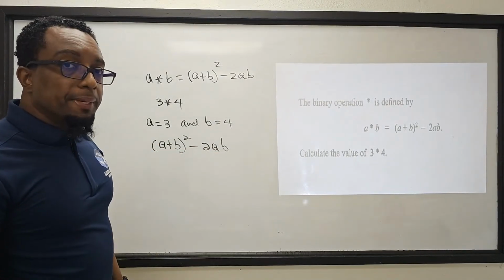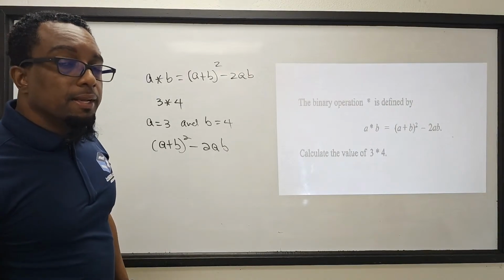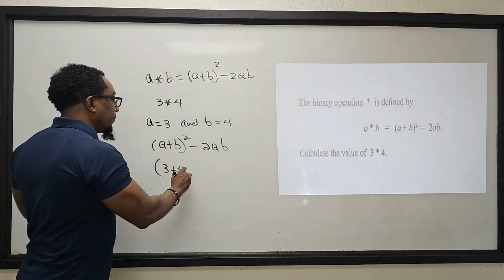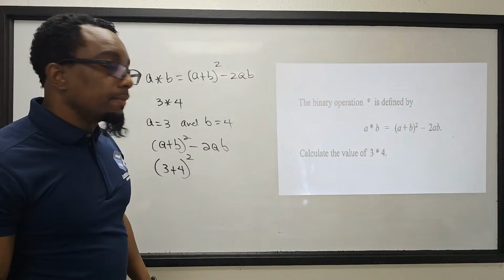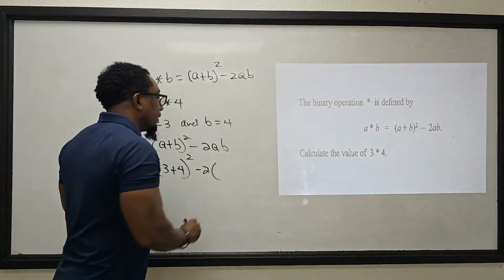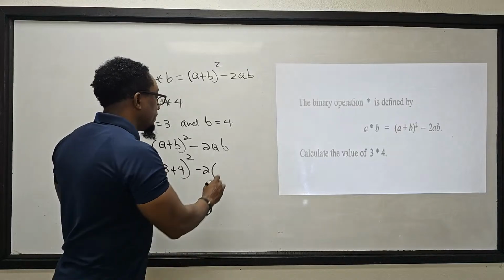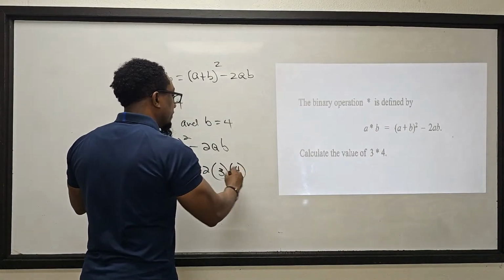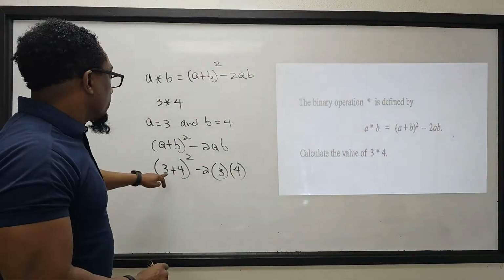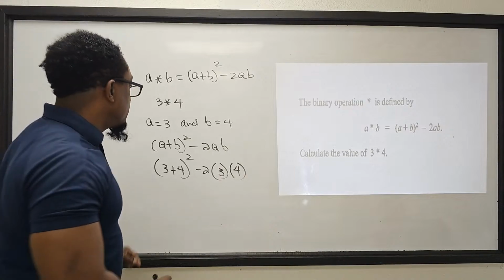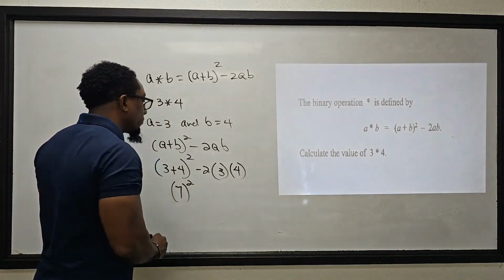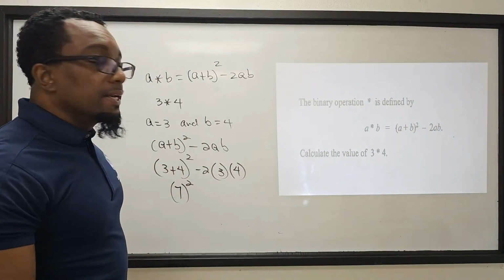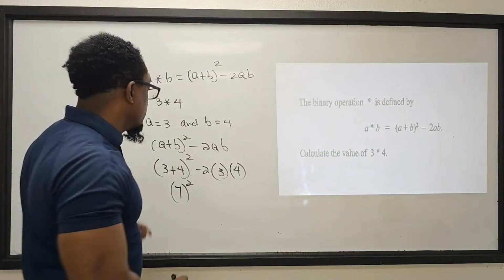So let's substitute or replace the variables in the expression with the numbers given. So this is open brackets 3 plus 4 in brackets squared, subtract 2. I'm going to replace A with 3, make sure that 3 is in brackets. I'm going to replace B with 4, make sure that 4 is in brackets. Let's simplify. 3 plus 4 will give us 7 in brackets squared. And I'm going to multiply negative 2 by 3, it's negative 6, and negative 6 by 4 is negative 24.